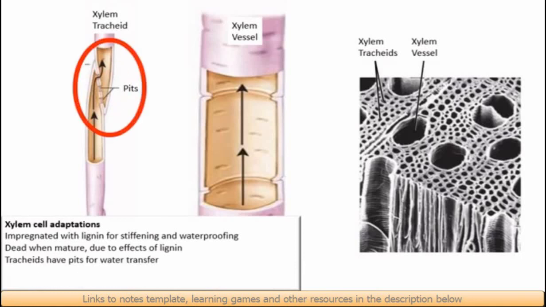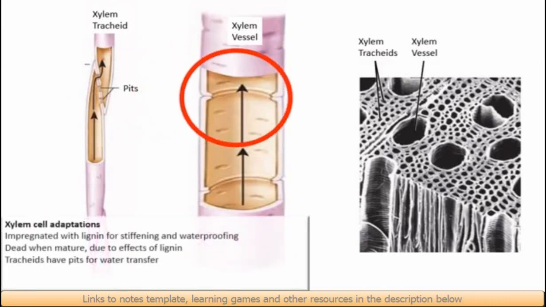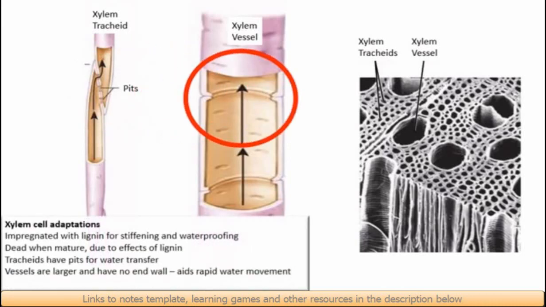Tracheids have pits within the lignin that allows water to flow from cell to cell. But in the most highly evolved plants, there's also Xylem Vessels. In Xylem Vessels, the end wall of the cell is digested, allowing a series of elongated cells to form a rigid pipe-like structure through which water can flow much more rapidly.